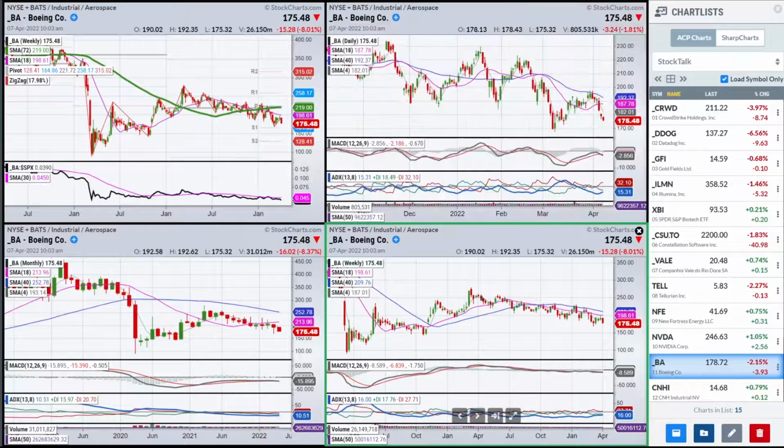So running out of time, let me just give a quick glimpse. Nothing changing in Boeing. You see how this is making lower highs and lower lows? Nothing to do here until we make a shift and get back above these moving averages.